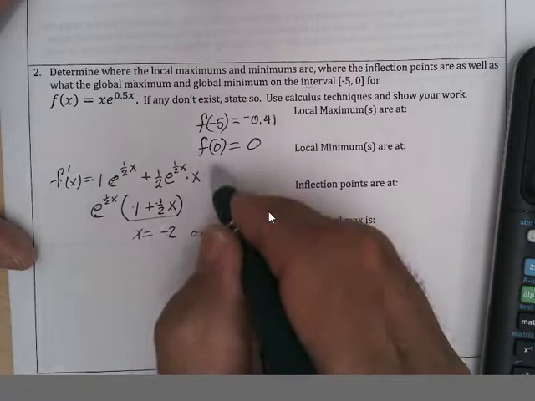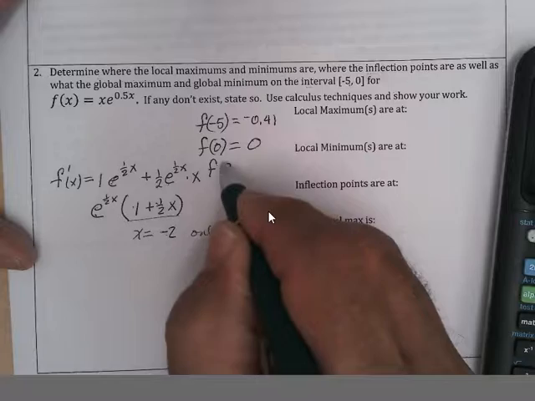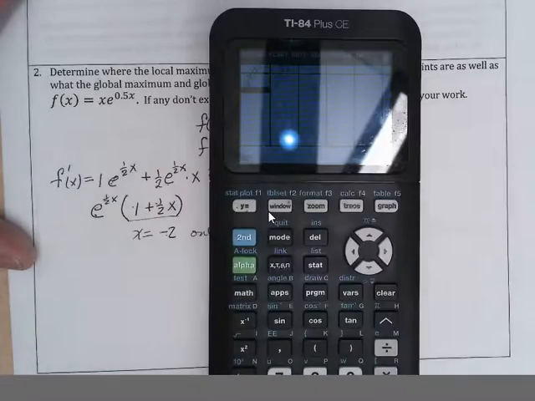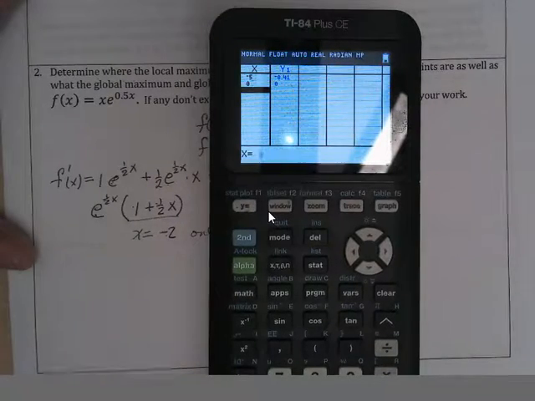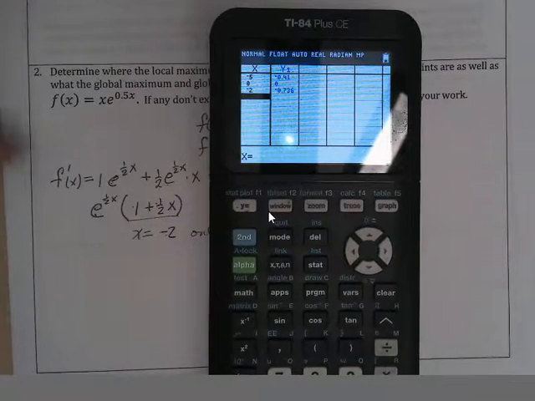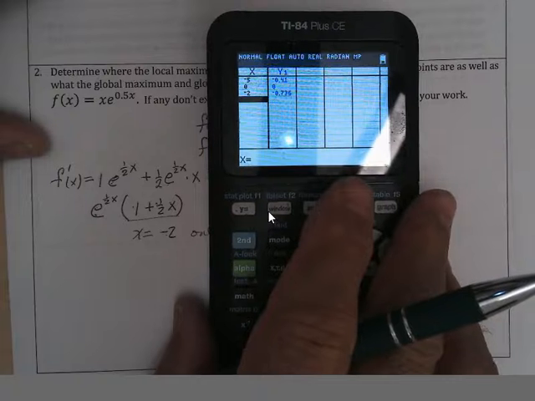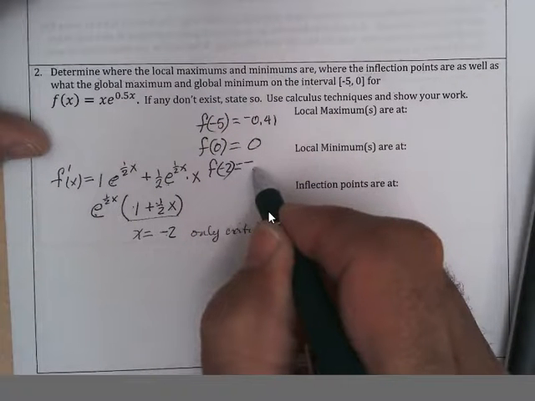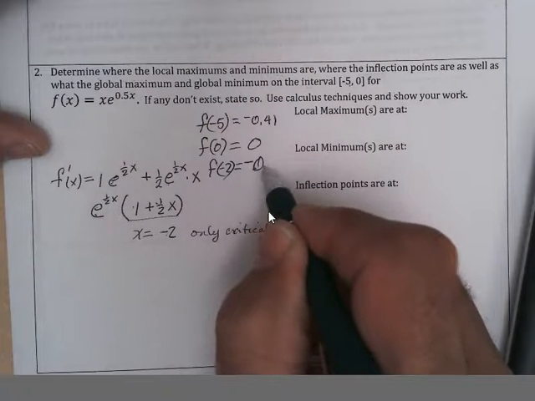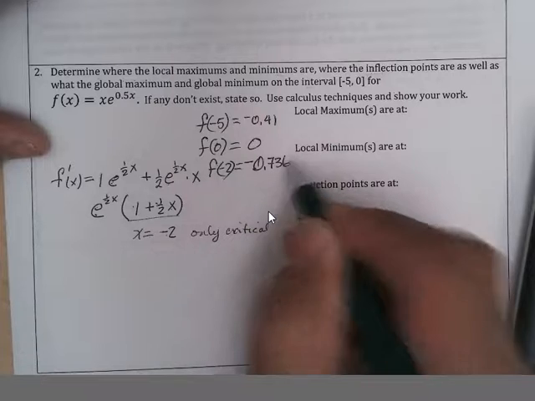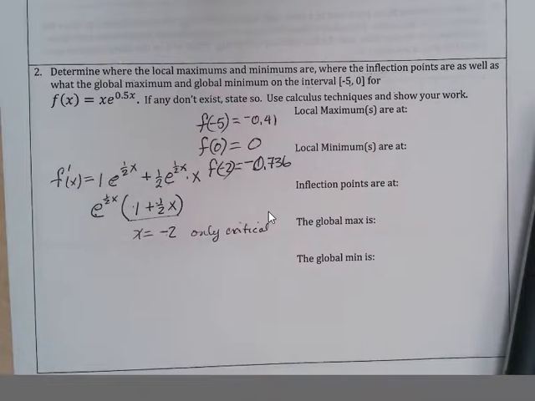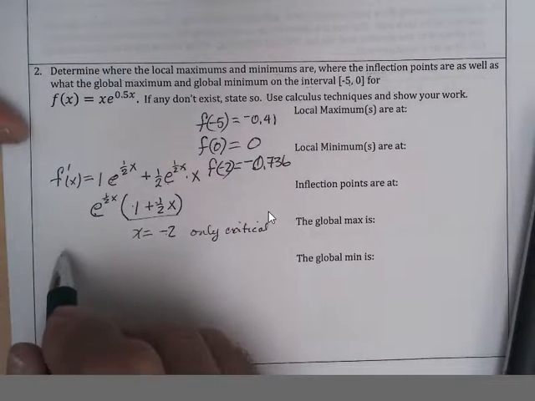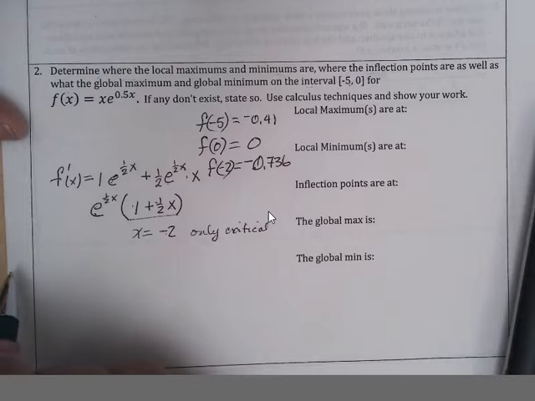And so we want to find f of -2. And f of -2 is -0.736. Okay? And then I think that's all we need for that.